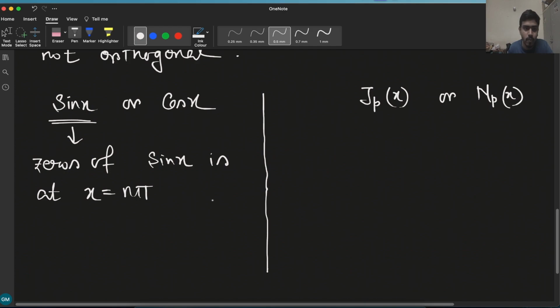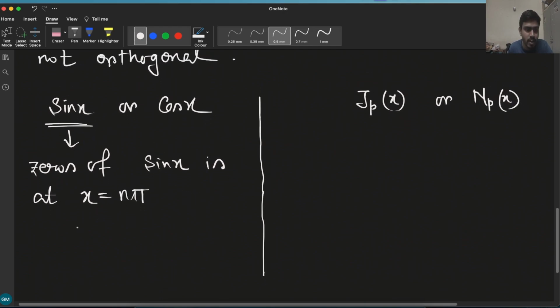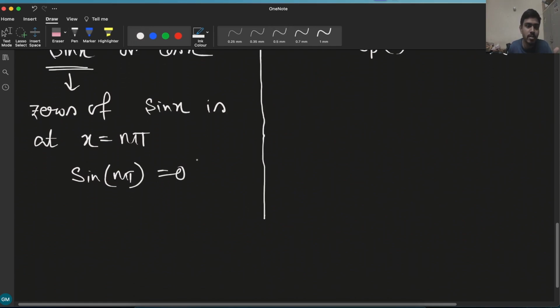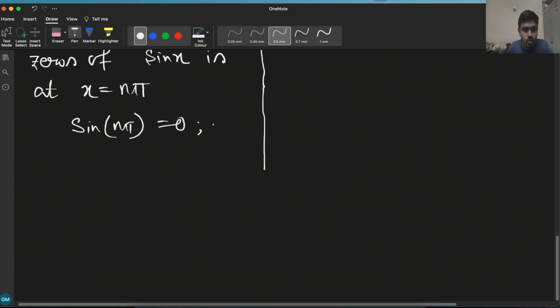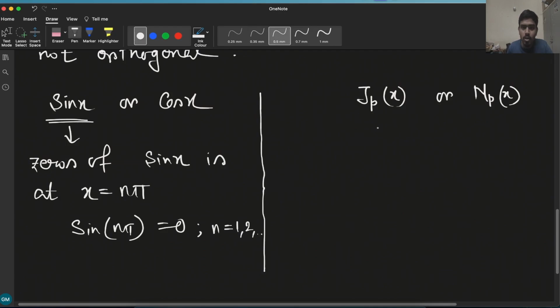It's because when you plot it, sine of n pi equals 0. So at x equals n pi, the sine of x will be 0, when n is 1, 2, 3, 4, taking integer values. Now, we know that for Bessel functions also, these kind of zeros exist.